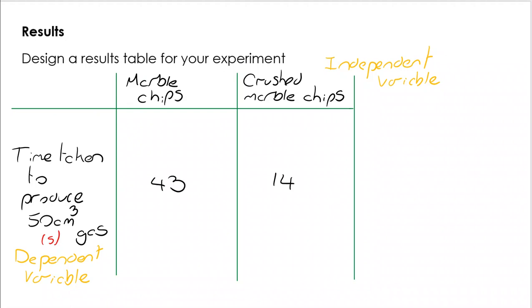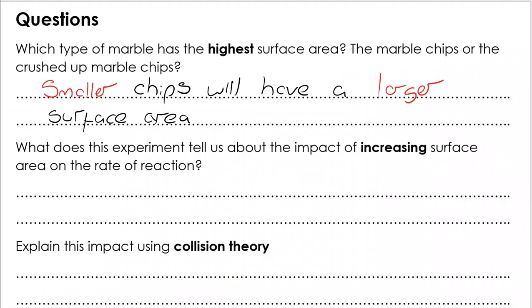Now I'm going to provide you with some data here that we can use later on. The marble chips took 43 seconds. The crushed marble chips only took 14 seconds to make 50 centimetre cubed of gas. Some questions. What type of marble has the highest surface area? Well, we've spoken about this already actually. Smaller chips have a larger surface area overall. And remember that we were using 1 gram, whether it was marble chips or crushed.